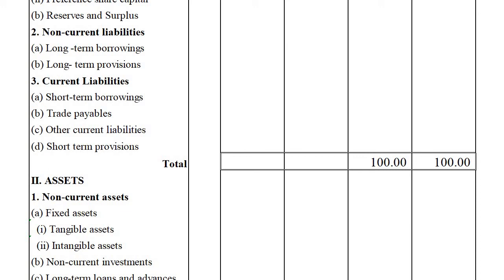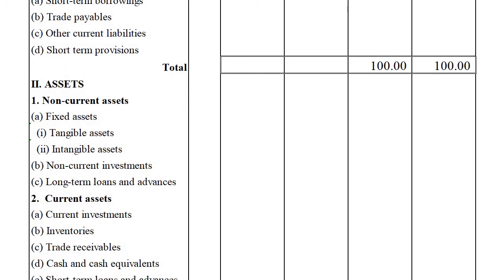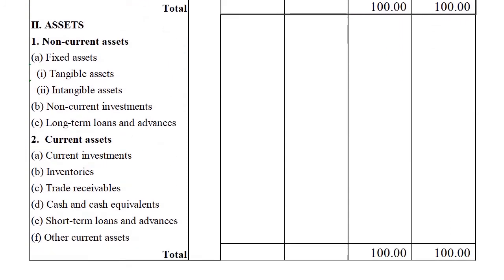Then when it comes to the asset side of the balance sheet, point 2 assets. In that, total assets will be bifurcated into two: non-current assets and current assets. In non-current assets, fixed assets will be there, tangible and intangible separate, and non-current investments, that means long-term investments, then long-term loans and advances. And for the current assets, current investments, inventories, trade receivables, cash and cash equivalents, short-term loans and advances, other current assets. So these are the things.